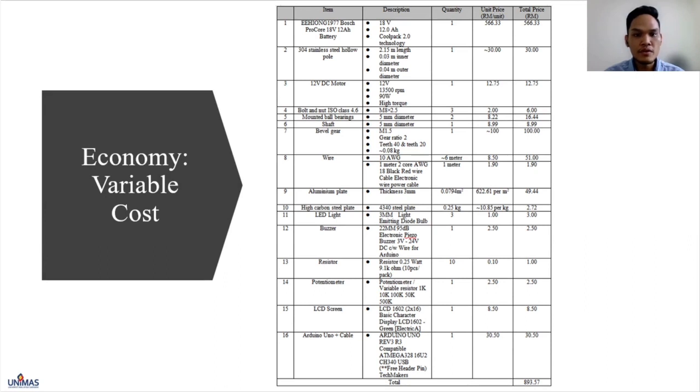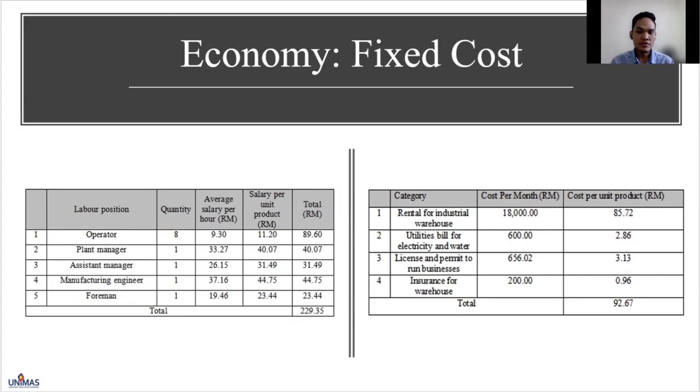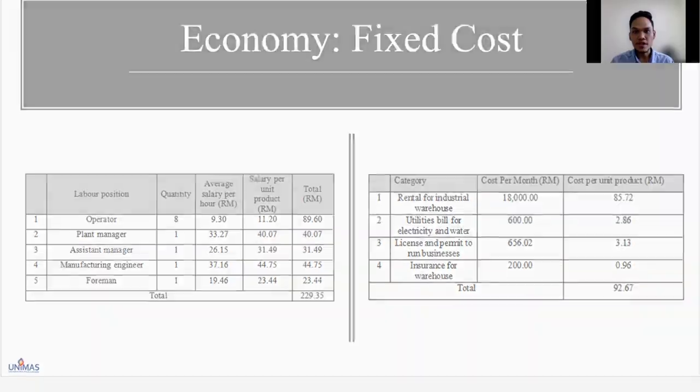This is the economy part of our project. So this is the variable cost to produce our harvester, which includes all the components that we need to produce the harvester. The total cost of components needed to produce the harvester is 893 ringgit and 57 cents. For labor, the total cost per unit product is 229 ringgit and 35 cents, and the monthly cost for rental, bill, license and permit, and insurance is 92 ringgit and 67 cents per unit of the harvester.